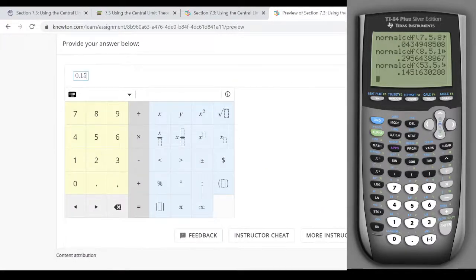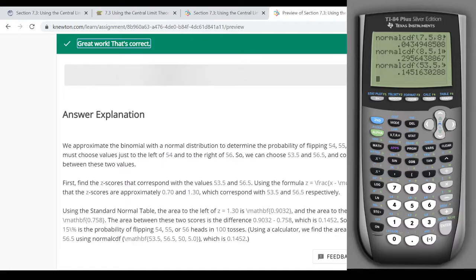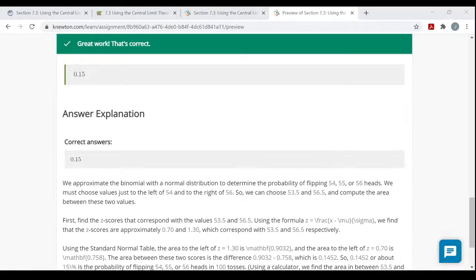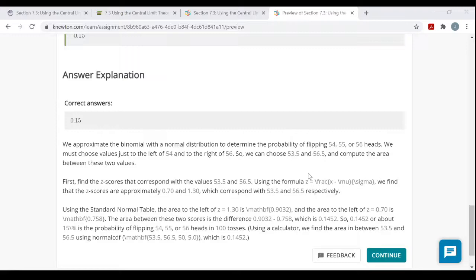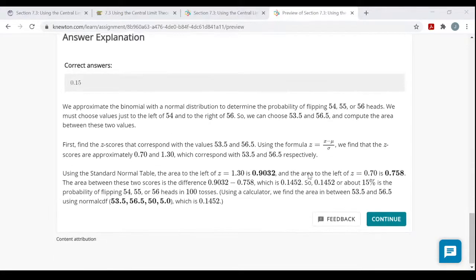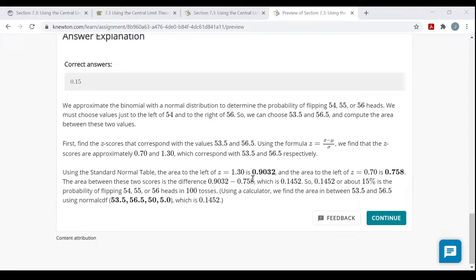Let me submit that. And wonderful, it comes back good. Again, read through the answer. Now, they're using the tables or the normal CDF with the exact numbers I entered.